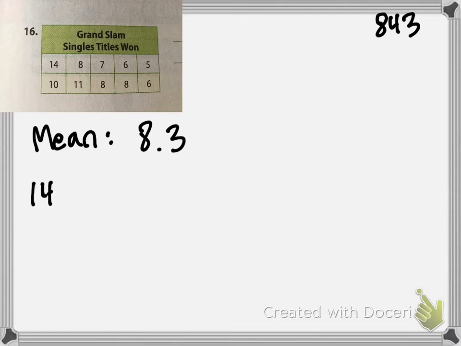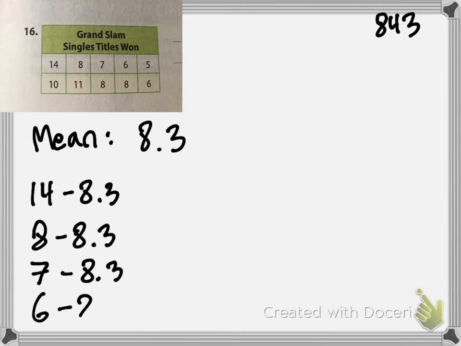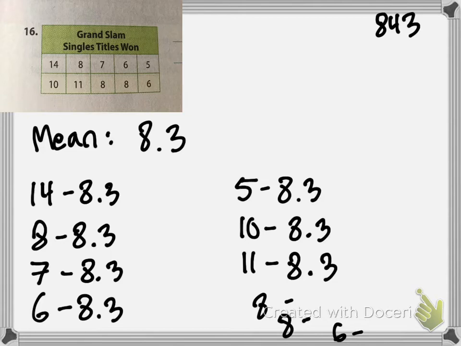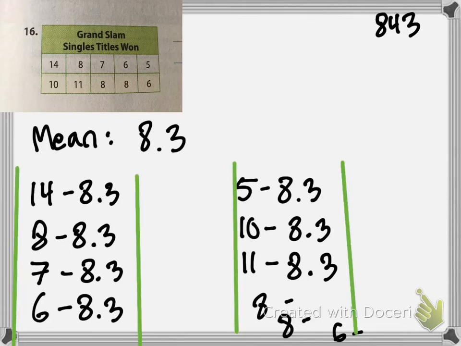What that means is that's 14 minus 8.3. That's 8 minus 8.3. That's 7 minus 8.3. That's 6 minus 8.3. That's 5 minus 8.3. That's 10 minus 8.3. That's 11 minus 8.3. And then we have 8, 8, and 6 again, so we just have to count those again. Now, you're looking at this, 7 minus 8.3, 6 minus 8.3, 5 minus 8.3, and we're going to get a negative number. That's why it's called mean absolute, because we are finding the absolute value, so it can only ever come out positive.